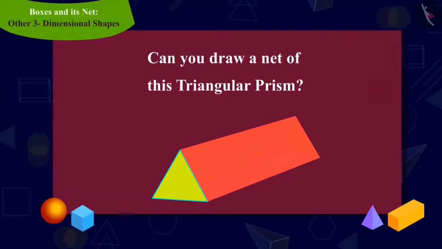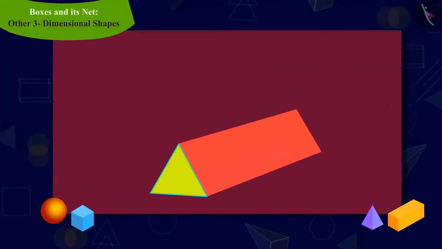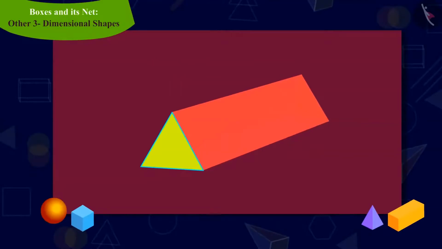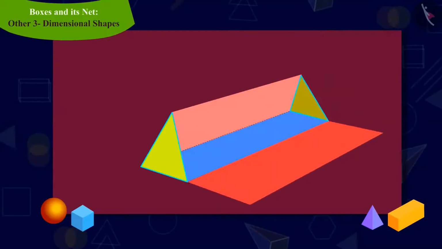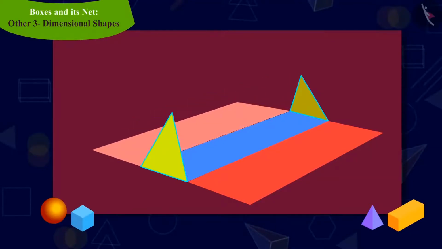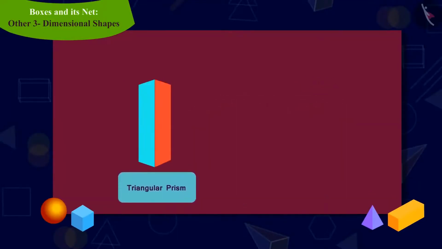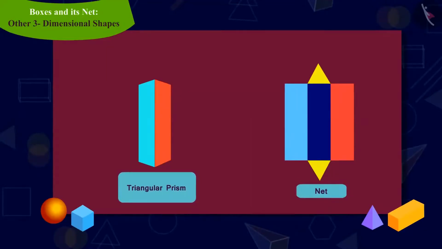To do this, come, let us open the prism. In this way, by opening the right rectangular face, we can begin to draw the shape of a net. Then we can also open the left rectangular face in this way. Then at the end, we can open both the remaining triangular faces in such a way as to form the shape of the net of a triangular prism.